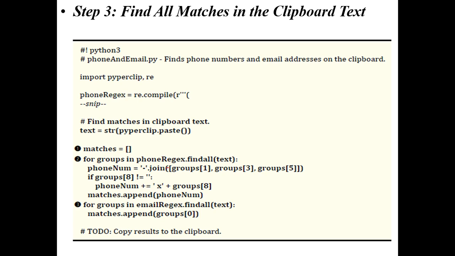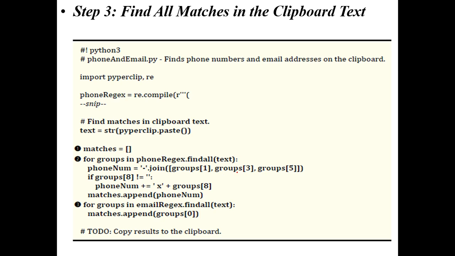The phone number variable contains a string built from groups 1, 3, 5 and 8 of the matched text, and these matched texts represent the area code, the first 3 digits, the last 4 digits, followed by the extension.